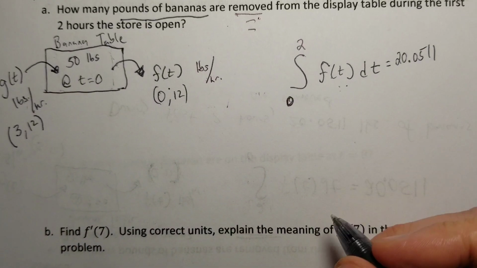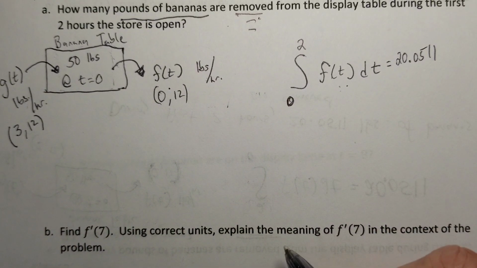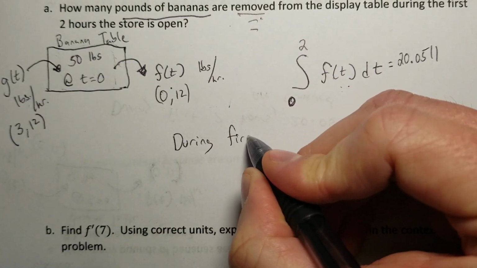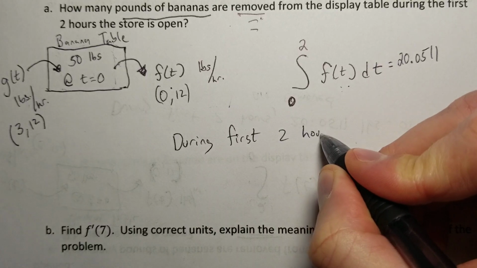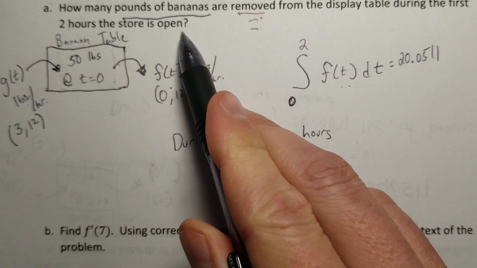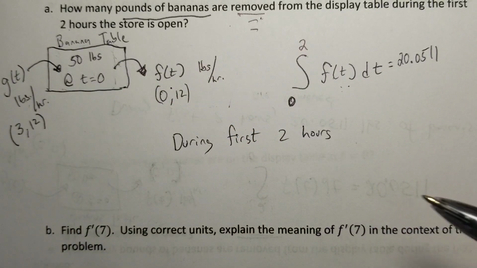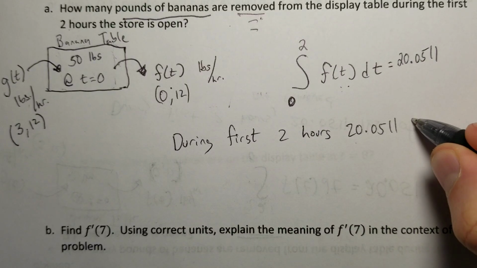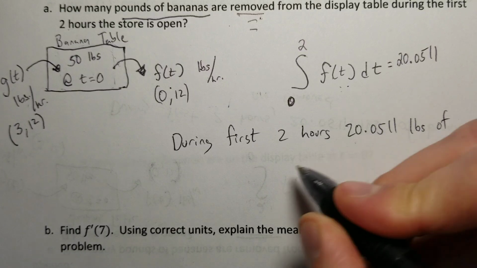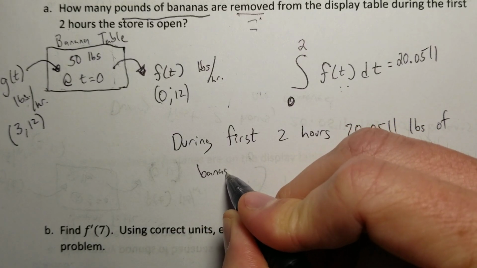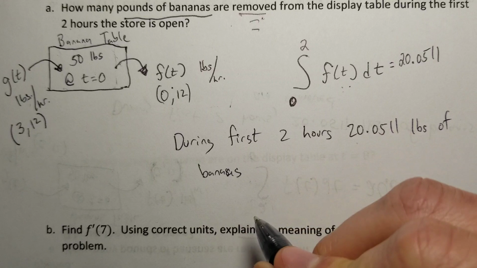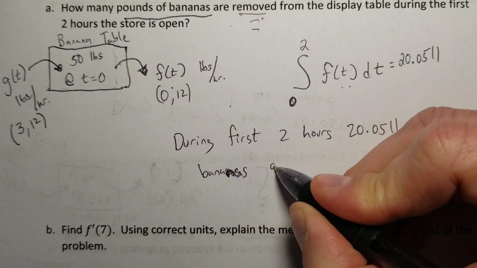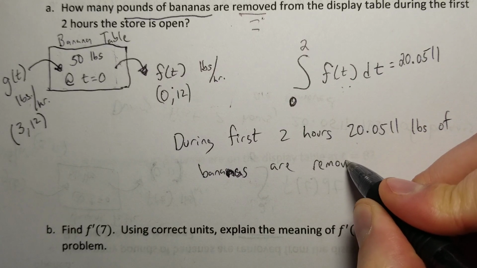And now I'm going to write a sentence or a statement just to sum this up. So during the first 2 hours, right? We're going to give our time independent variable, right? First 2 hours, 20.0511 pounds of bananas are removed. Oops, spelling is a thing.